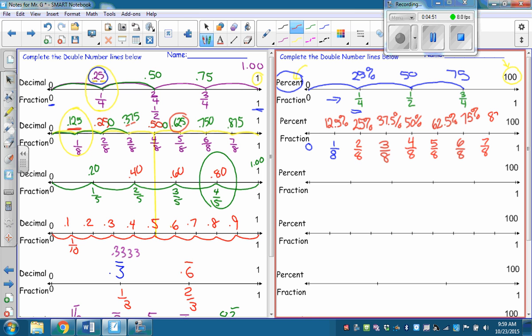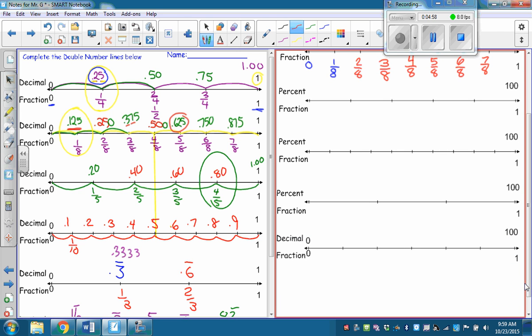87.5%. So we're not going to do all of these, but we are going to do the thirds, because the thirds are a little bit different. So let's see, Annette, what's the decimal for a third?